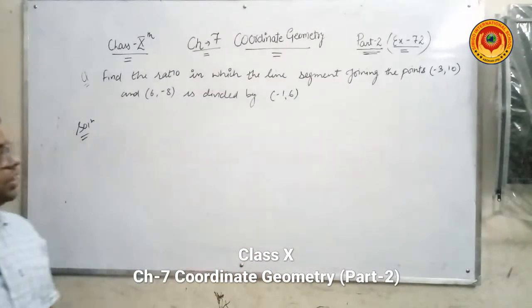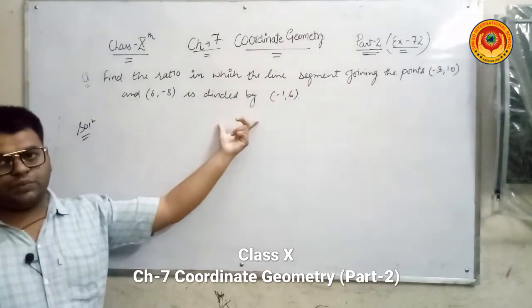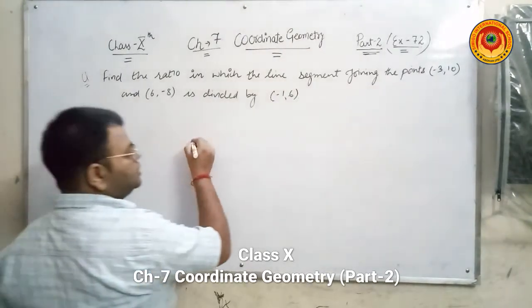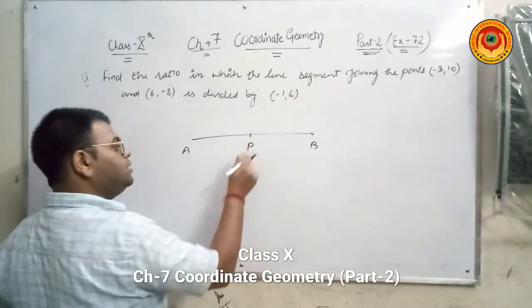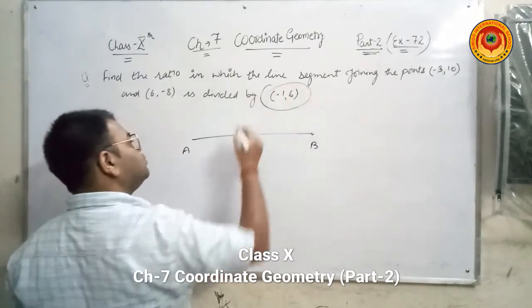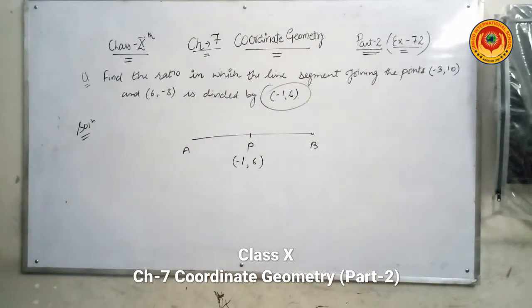Now the next question. Find the ratio in which the line segment joining the points is divided by this point. Keep these things in your mind. Suppose you have line segment AB. It is divided by point P. Which point does it divide? -1, 6. Which points?